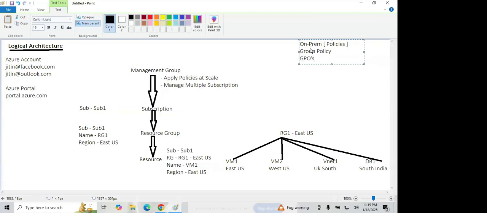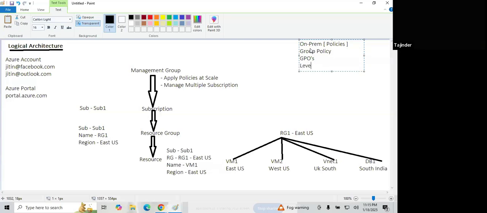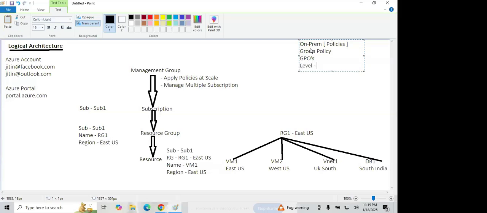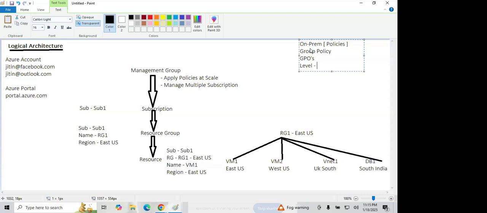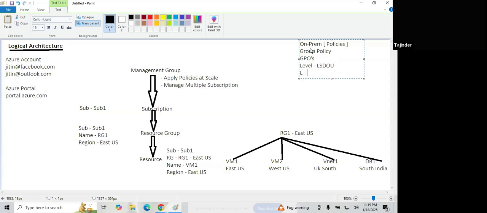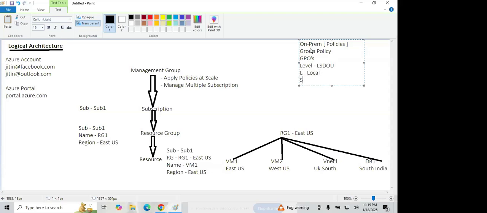In short, we also call them GPOs, group policy objects, right? What are the different levels where the group policy can be applied? I have no idea of these things. So basically, there is a shortcut to remember this. The shortcut is LSDOU. Here L stands for local, S stands for site, D stands for domain, and OU stands for organizational unit.